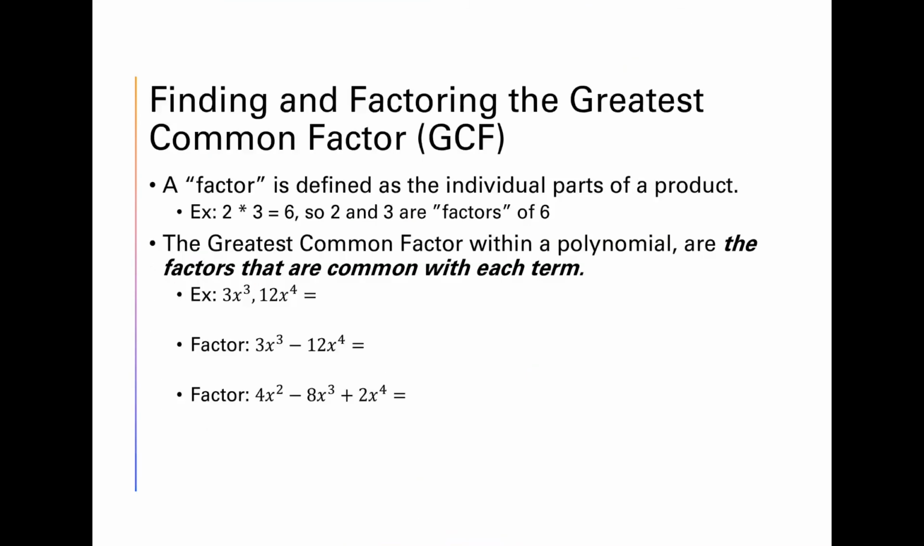Okay, and the last thing that we want to tackle here is finding the greatest common factor. And so we want to break down these words a little bit here. Greatest common factor, what exactly does that mean? We'll start with the word factor. Factor is defined as the individual parts of a product. So 2 times 3 gives me 6, so we would say 2 and 3 are the factors of 6, or they are factors of 6.